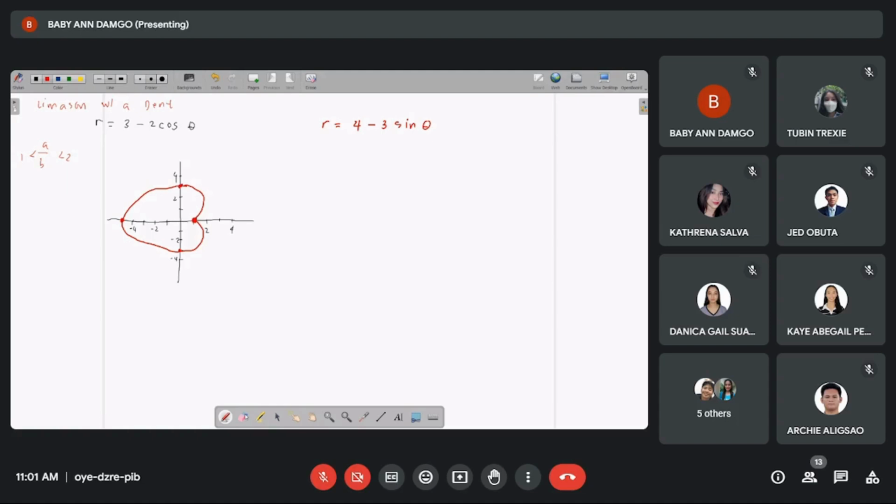Okay, so murag nanay naka-graph na. So we have 4 minus 3 sine theta. This is symmetric to the pi over 2 axis. And then it is downward. Okay. So we have here 4 minus 3. Then this is 7.